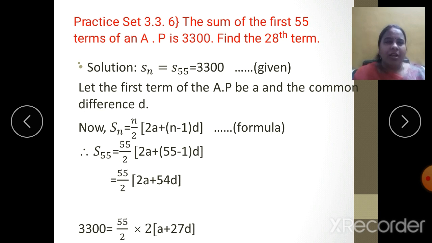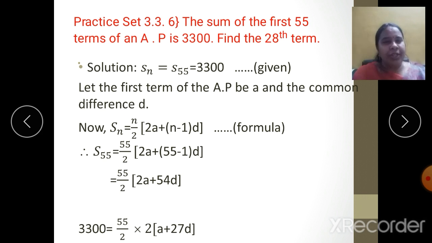3.361. The sum of first 55 terms of an AP is 3300. Find the 28th term. Now here also in general they are asking us. They are not giving us any AP or a or d. Instead of that, what they have given us, the sum of first 55 terms. It means S55. How much? 3300. Okay. What are they asking us? 28th term means T28 they are asking us. Sum is given and term they are asking us.